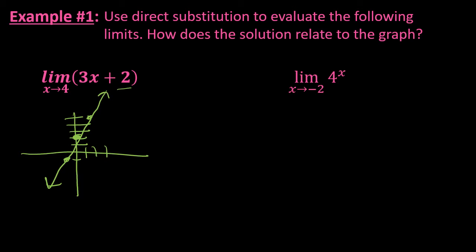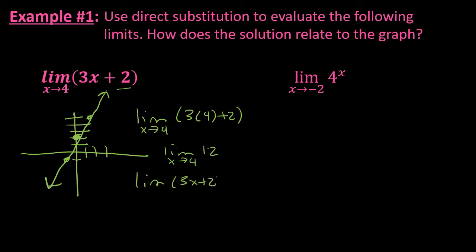So I see every line is a continuous function, so for the limit as x approaches 4, I can plug in this value right here, and the limit, and yes, you have to bring that down every single time, the limit as x approaches 4 of the function is going to be 12. So basically we're saying that the limit of 3x plus 2 as x approaches 4 is equal to 12. So our y value is approaching 12 as x approaches 4.